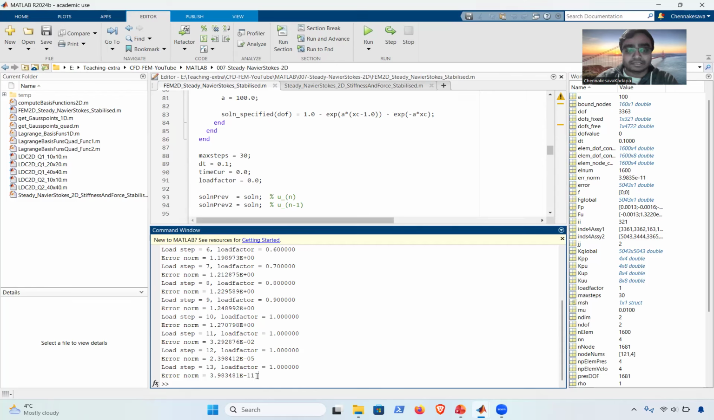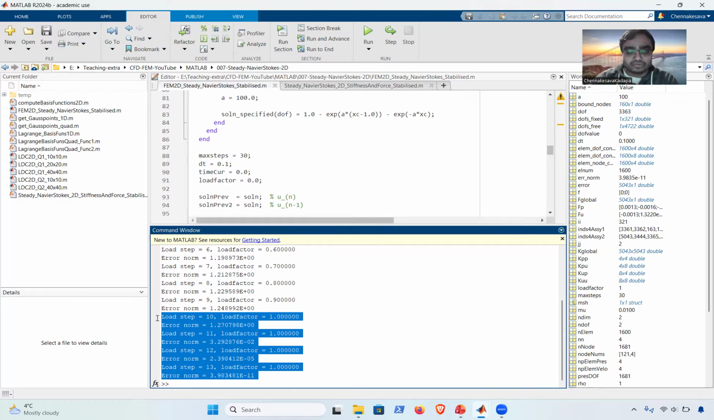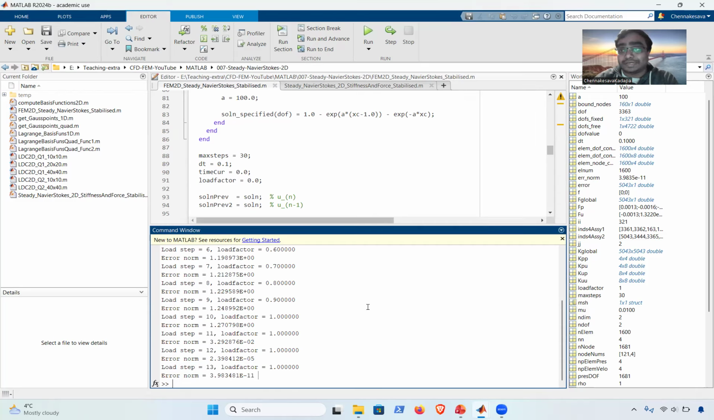So within 4 load steps, the error norm has reduced by 10 orders of magnitude. So with only a small modification, we could achieve a substantial improvement in the convergence of load steps.